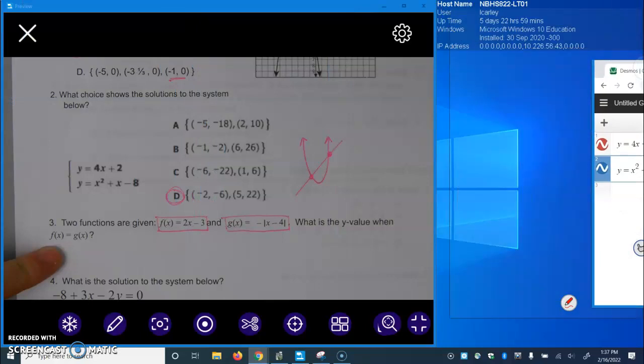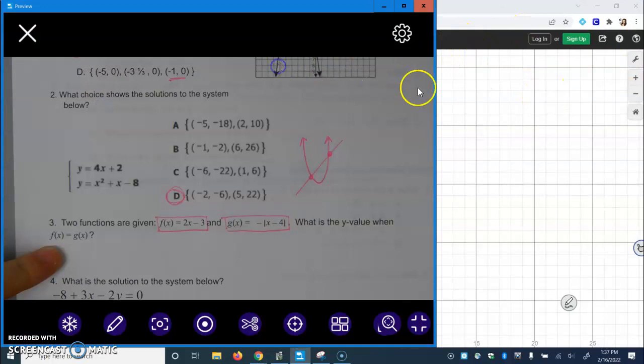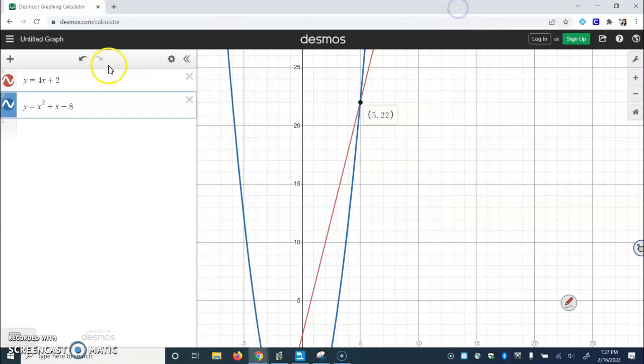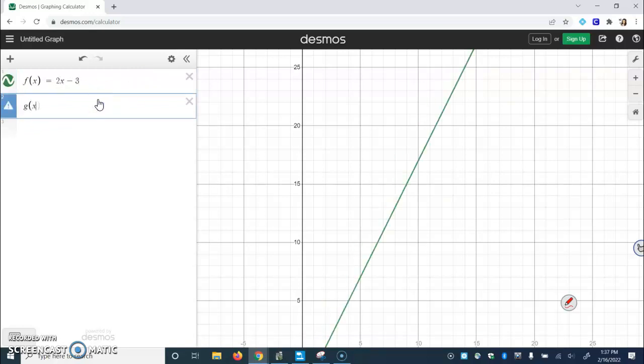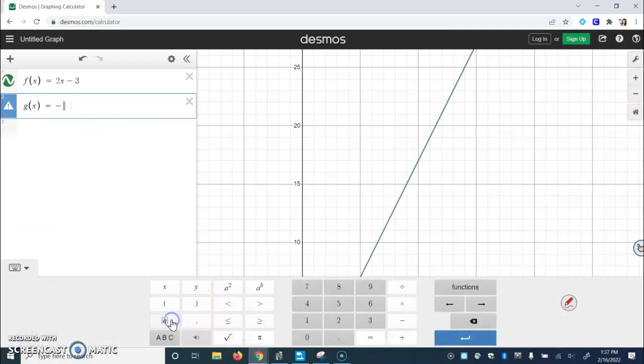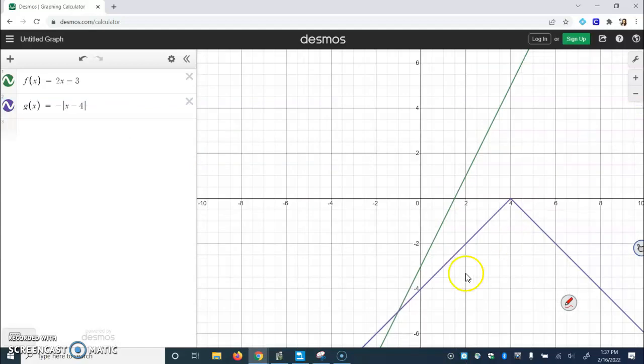I wish this would let me only show you half the screen so I could see them both at the same time, but that just doesn't want to work. All right, I'm just going to type in what f of x and g of x were equal to. So f of x equals 2x minus 3. g of x equals negative absolute value of x minus 4. All right, I'm going to hit the house button, and there's my 2 equations, so that's where they cross.